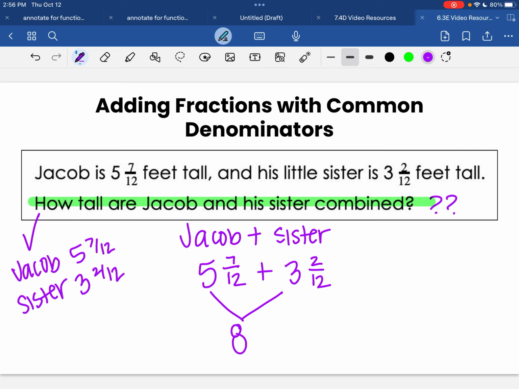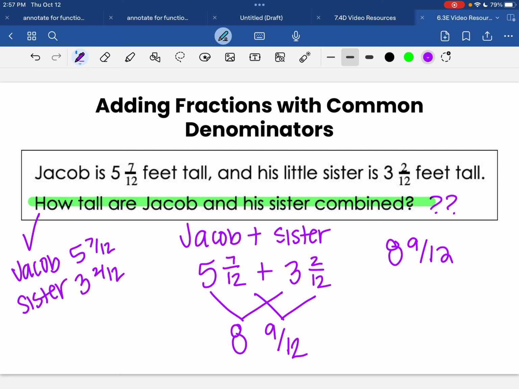And now I'm going to look at the fraction parts of the addends. And I have 7/12 plus 2/12. Again, I'm comparing with the same denominator, so out of the same whole. And if I have 7/12 with 2 more 12ths, that makes 9/12. So combined, they're 8 and 9/12 tall.